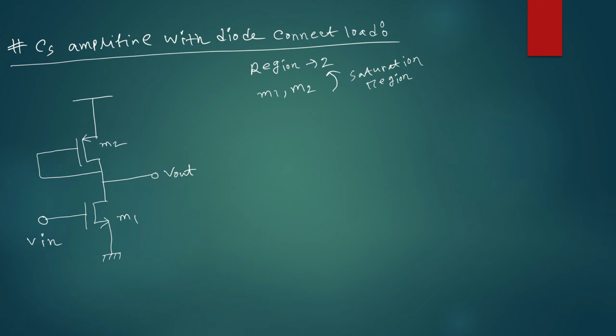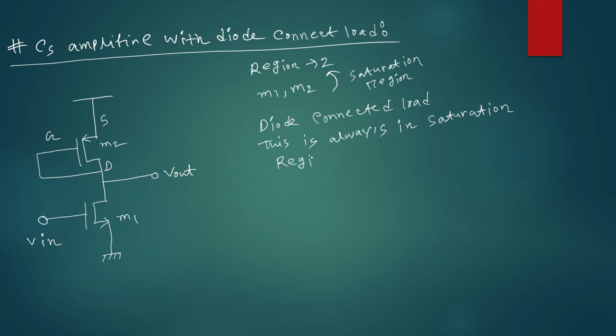If you see the M2 MOSFET, this is the gate, this is the drain, and this is the source. And we know that a diode-connected load is always in saturation region, that means region 2. So how is it always region 2? Let us discuss these things.